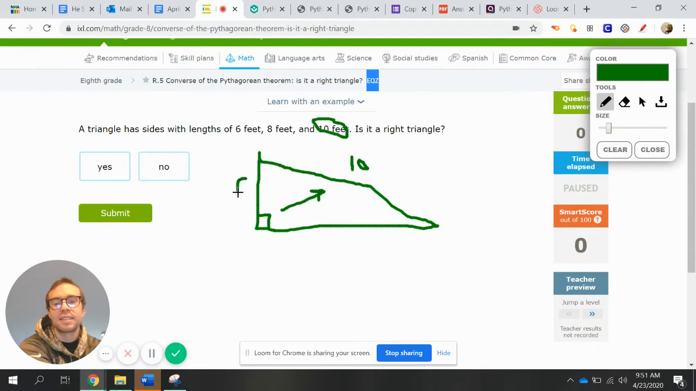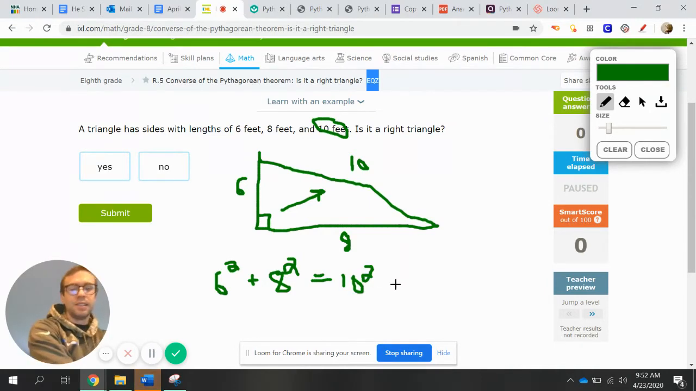And then this is 6. Doesn't matter where you put the 6 and the 8. They're just going to be the two legs of the triangle. So then you'd have to double check and say, okay, does this satisfy the Pythagorean theorem? Well, the Pythagorean theorem is a squared, which in this case is 6 squared, plus 8 squared, which is the other leg. You can call that our b value. And does that equal 10 squared? If it does equal, you're going to say yes, it's a right triangle. If it does not, you're going to say no.